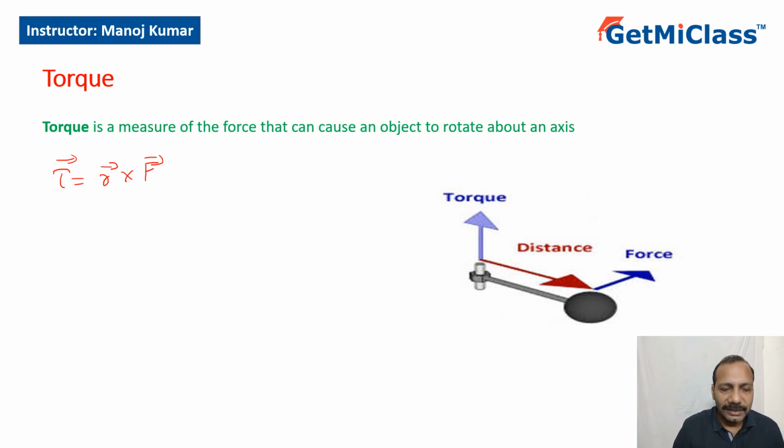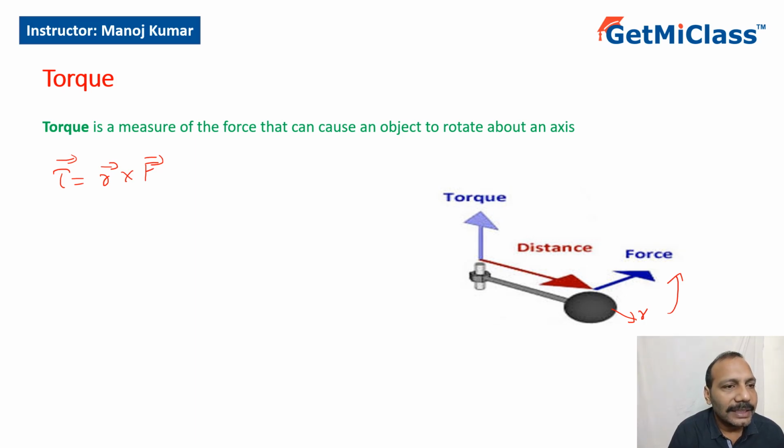So here in the figure you can see that if this is the direction of R, I curl my fingers from R to F, then I'll see that my thumb would be pointing upwards. So the direction of torque would be upwards. Not only this, anywhere if we have a cross product, we can use that method to find the direction of the result that we get due to the cross product.